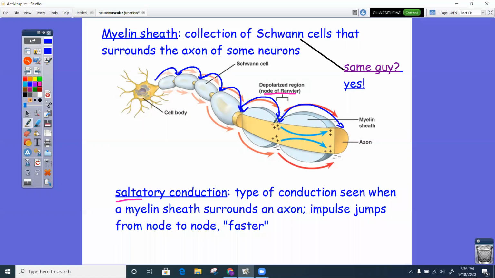This allows the impulse to go down the axon faster. So when a neuron is supposed to have a myelinated axon, and that myelin sheath has been broken down a little bit, like what happens in multiple sclerosis or MS, that's what brings about the symptoms: the sensory issues, the motor issues, and the issues with muscles. In multiple sclerosis, the immune system is attacking the body's own myelin sheath.